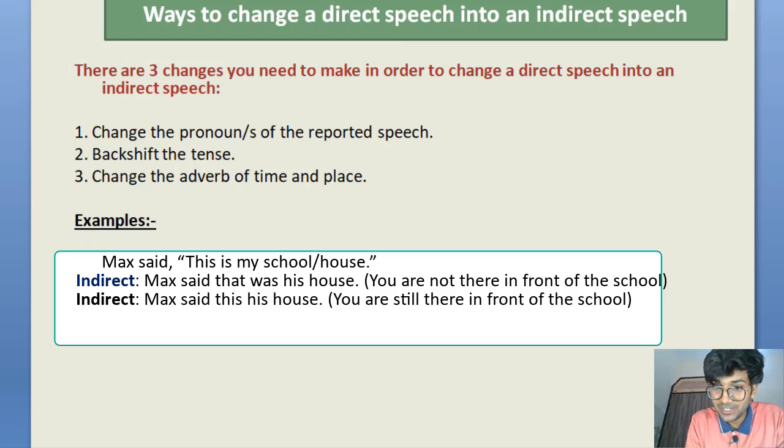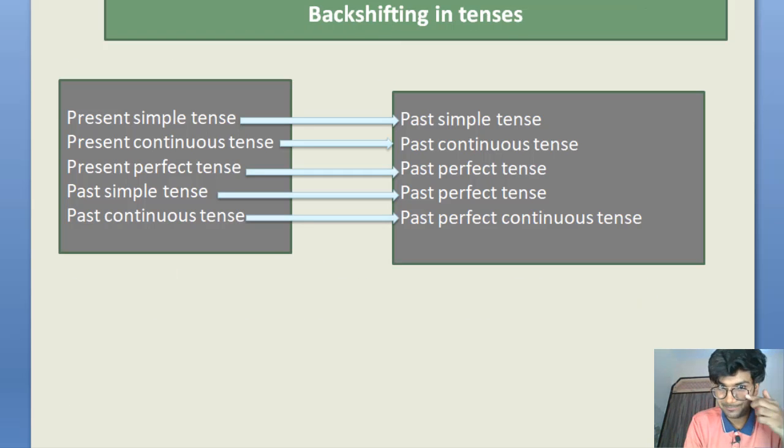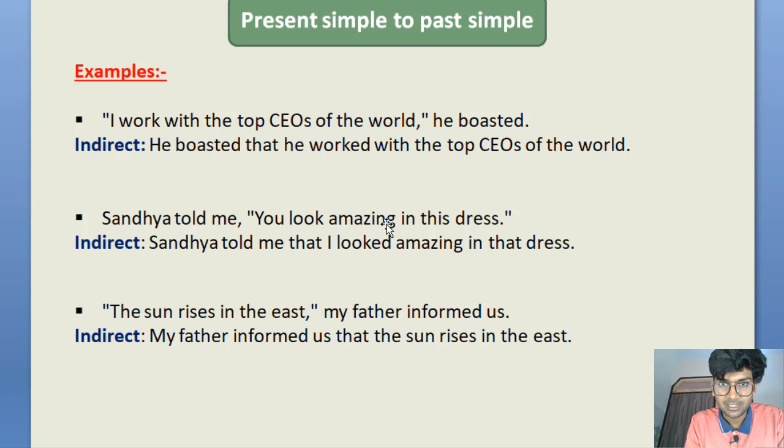Okay, now let me tell you the tenses, right? Back shifting in tenses. So guys, simple present tense or present indefinite tense changes into past simple tense or past indefinite tense, present continuous tense into past continuous tense, present perfect tense into past perfect tense, past simple tense into past perfect simple, all right, past continuous tense into past perfect continuous tense. I just gave you the list, but I still want you to understand how it happens. So I'll give you examples, right? I don't want you to remember this. I want you to understand it. Let us take some examples.